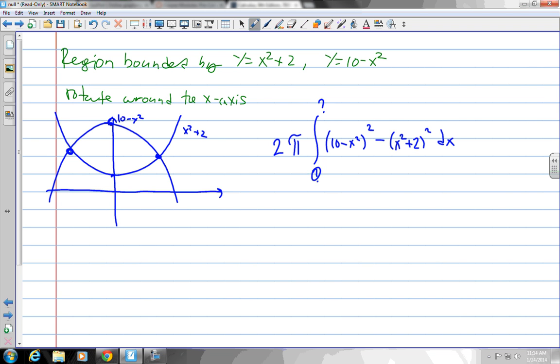Okay. So you set the two equal to each other. You solve for x, right? x squared plus 2 equals 10 minus x squared. So that's 2x squared equals 8. x squared equals 4. x is plus or minus 2. So it's from -2 to 2 if you don't double it, or from 0 to 2 and double it. So we can do that. Okay? So if you see the symmetry, definitely use it, because half of the integral is easy. Let's do this one.